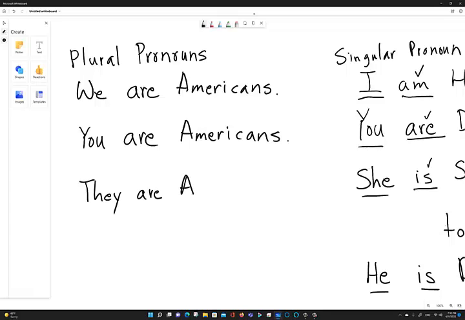We are Americans. Do you know what Americans are? Which country do you live in? America. Americans are a group of people who live in this country called America.